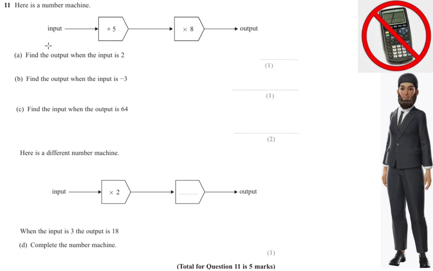Here is a number machine where we have the input, we add 5, and then we times by 8, and then we receive the output. Part A, find the output when the input is 2.